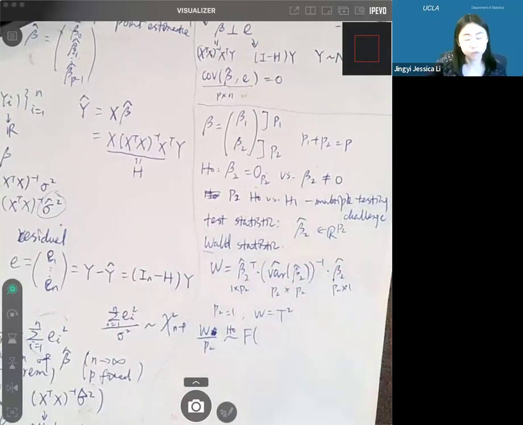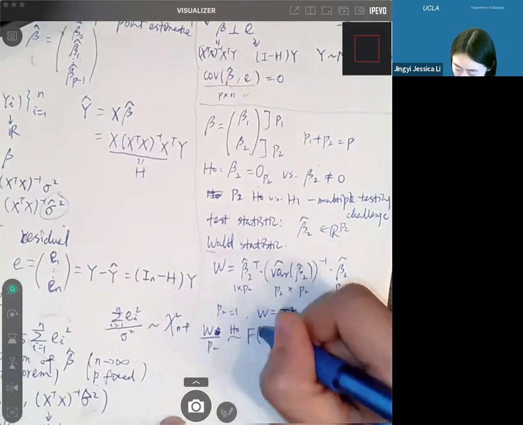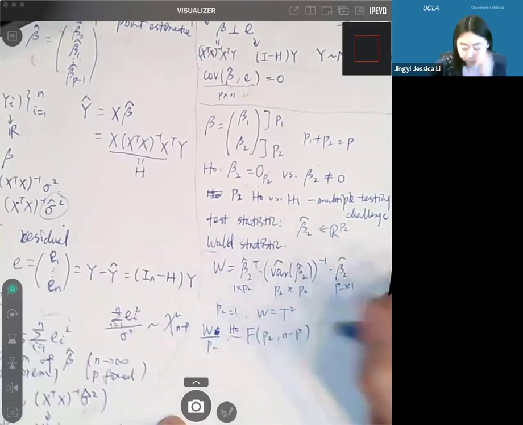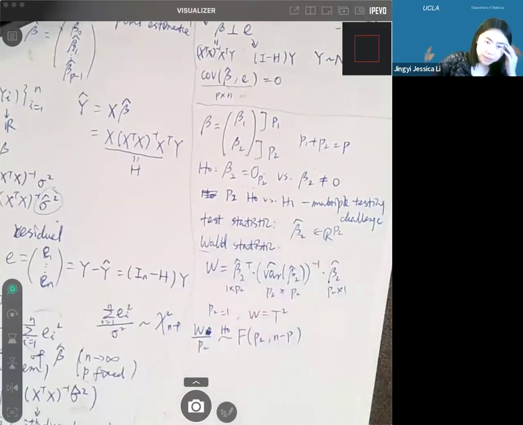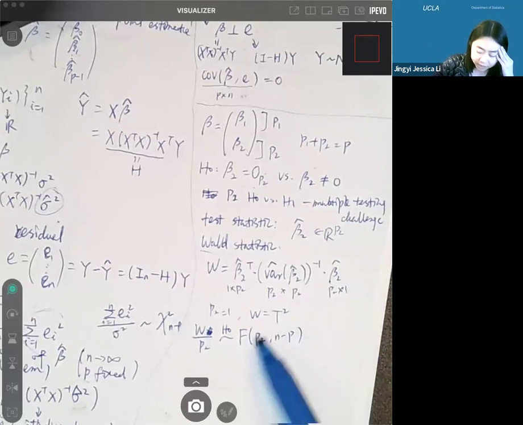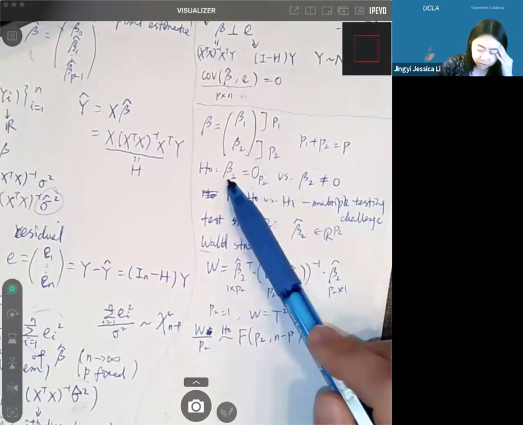And F is a distribution with 2 degrees of freedom, called numerator degrees of freedom and denominator degrees of freedom, which are P2 and N minus P. P is the total number of parameters in beta: beta 0, beta 1, up to beta P minus 1. And P2 is the dimension of beta 2, the vector we are interested in testing.